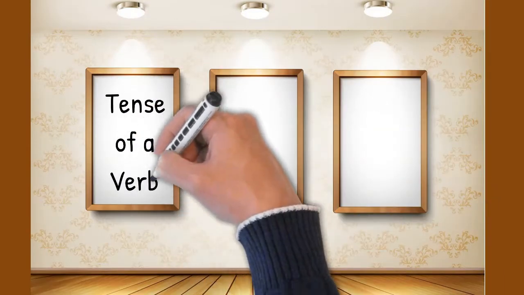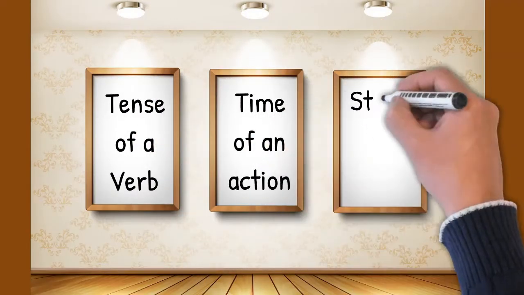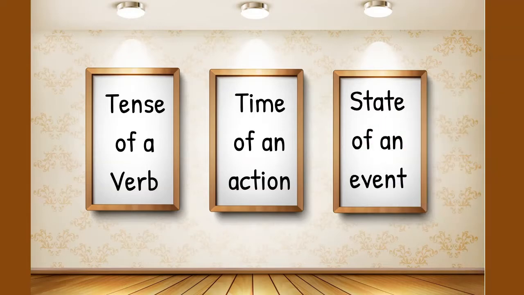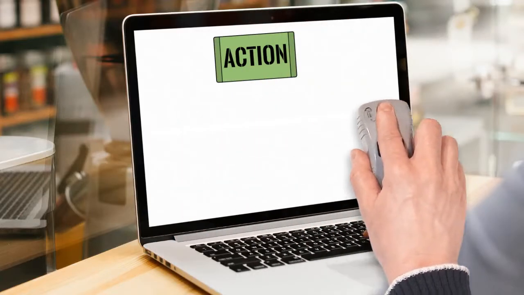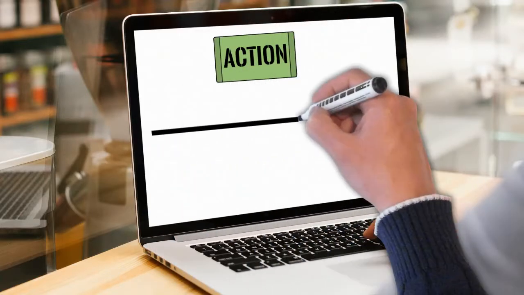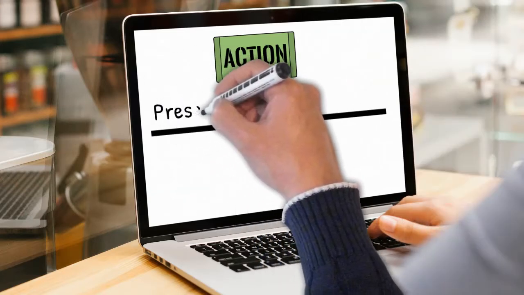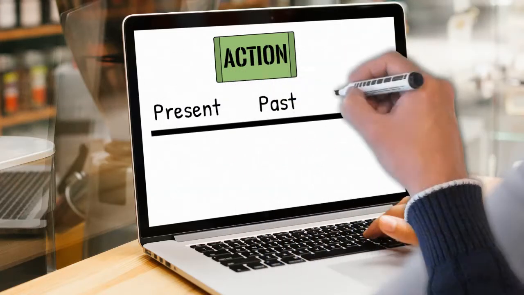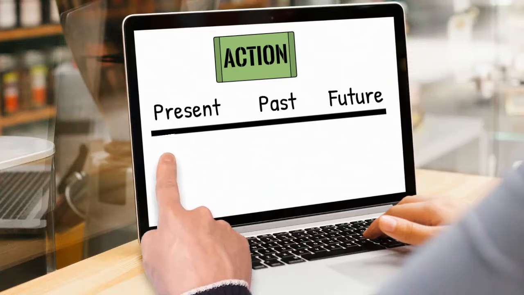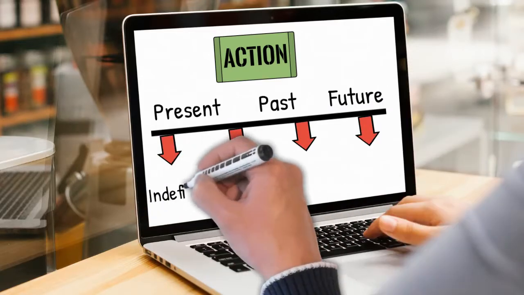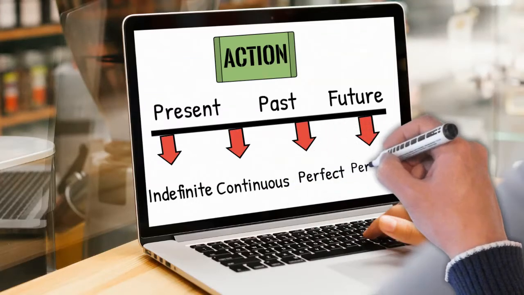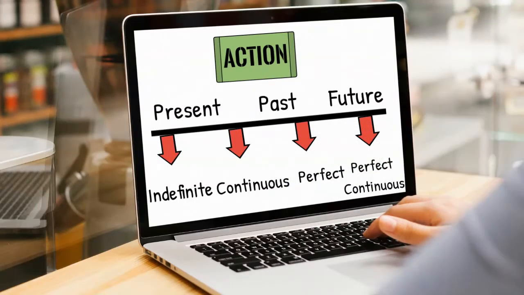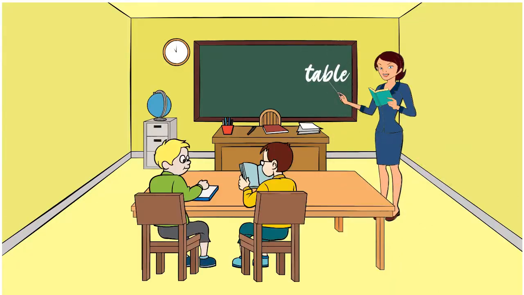The tense of a word shows the time of an action or state of an event based on the time frame, that is, when the action is taking place. Each of these principal tenses, that is, present, past and future, is again subdivided into four forms: indefinite, continuous, perfect and perfect continuous.